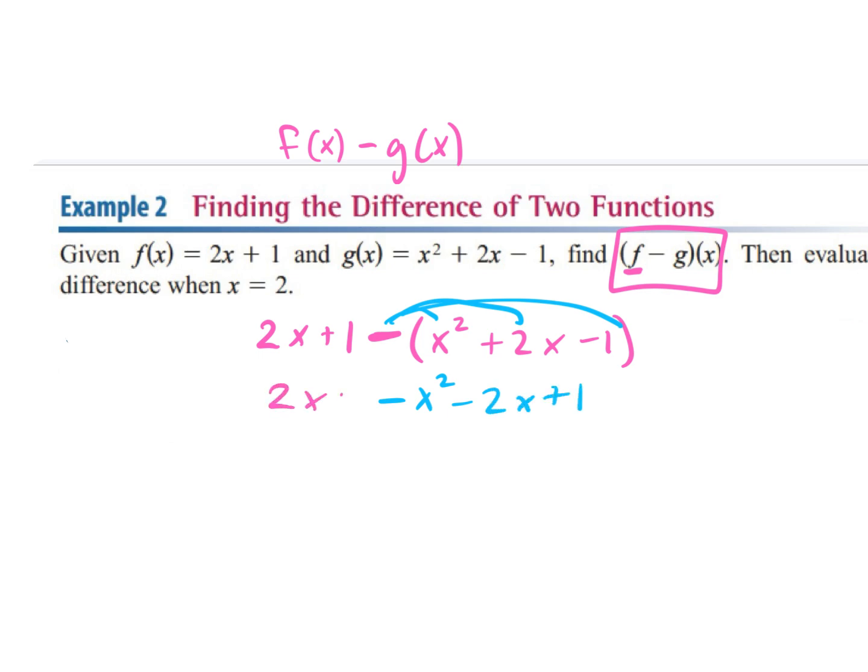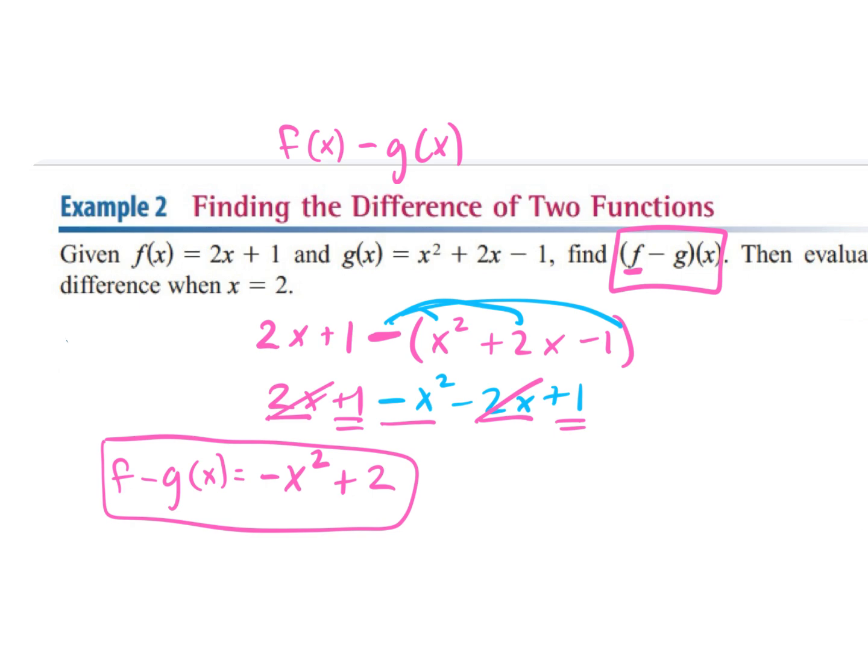Now we can combine our like terms. So I'm going to start with my x squared. We'll put it in standard form. So negative x squared. 2x minus 2x would just be 0. Those cancel. And then 1 plus 1 would be 2. So f minus g of x is negative x squared plus 2.